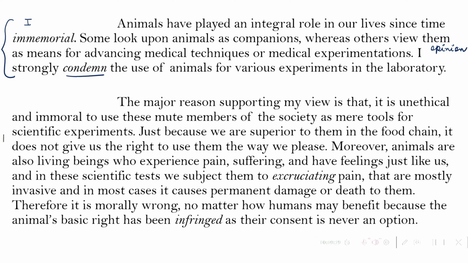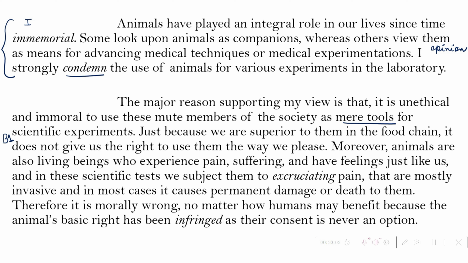Now we are going to the body 1 paragraph where I am going to prove, stating that animals should not be used. So let's see. The major reason supporting my view is that it is unethical and immoral to use these mute members of the society as mere tools for scientific experimentation. It isn't right. Just because we are superior to them in the food chain, it does not give us the right to use them the way we please. So this is my first point.